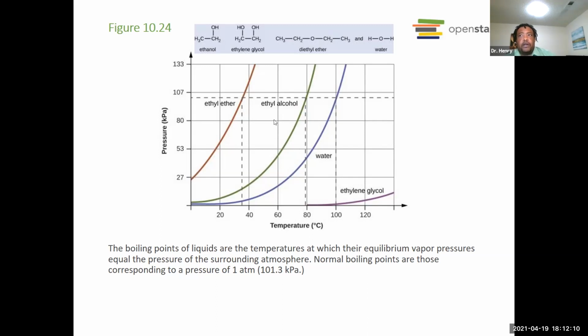The ethanol, as its temperature increases, its vapor pressure increases. But if we compare the diethyl ether to the ethanol, the water, and then ethylene glycol, it's even off the chart in this case. And this is assuming that we have 1 atmosphere of pressure. These would be the boiling points of these compounds, right? So that's consistent with what you guys just observed.